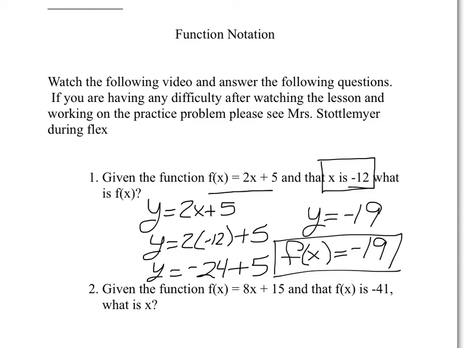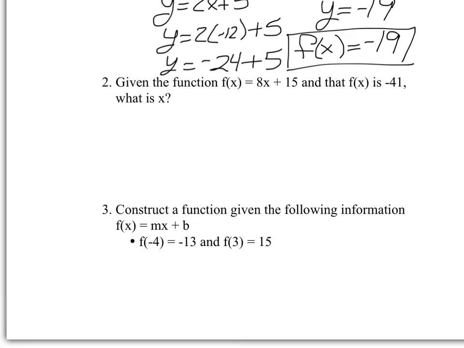Second problem, same sort of thing, but now I'm going to tell you what f of x or y is, and we need to figure out what x is. So there's my problem, and f of x is negative 41. Again, I'm going to start by rewriting the problem, taking the f of x out and putting the y in. And this now says y is negative 41.